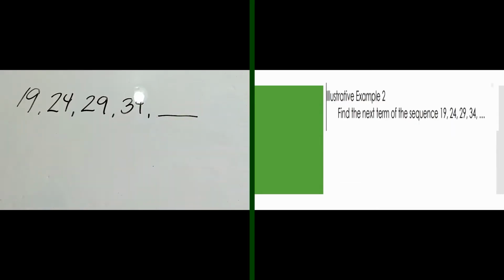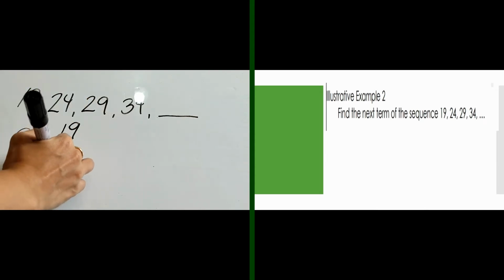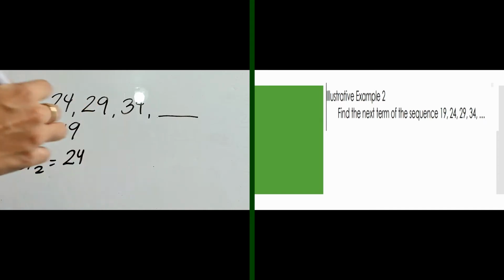So our task in here is to find the next term of the sequence 19, 24, 29, and 34. Now, let's take a look at a sub 1. Our a sub 1 is the first term, wherein we have 19. And then your a sub 2 is equivalent to 24. So that is your second term.